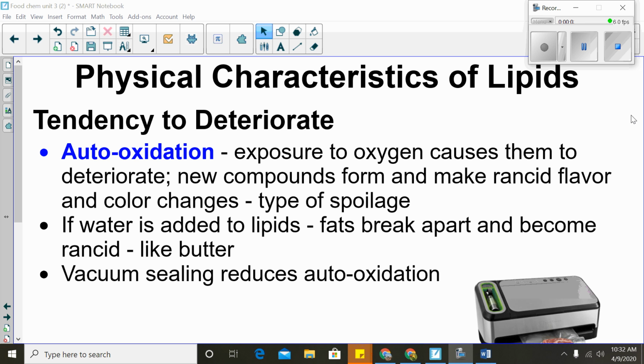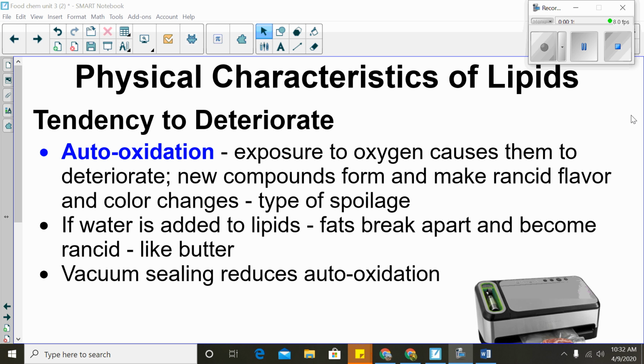Okay, this is Food Chemistry Unit 3. It's our second discussion of lipids. So I wanted to start with some physical characteristics of lipids. One characteristic is their tendency to deteriorate. So we like to talk about what's called autooxidation.